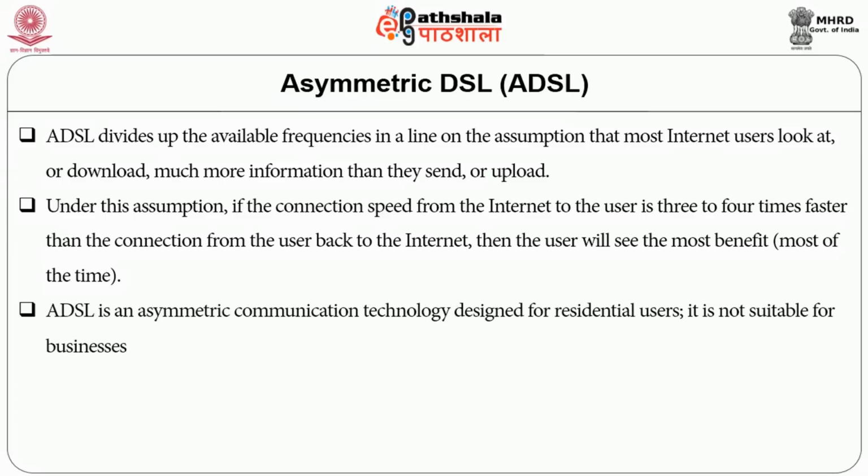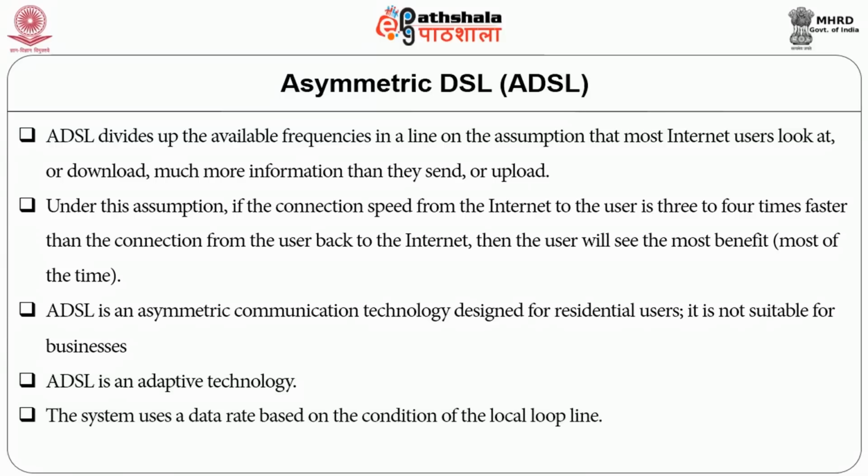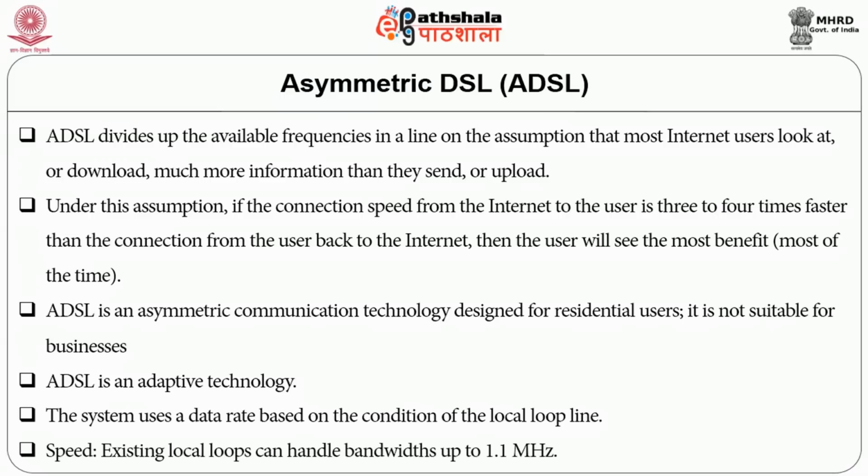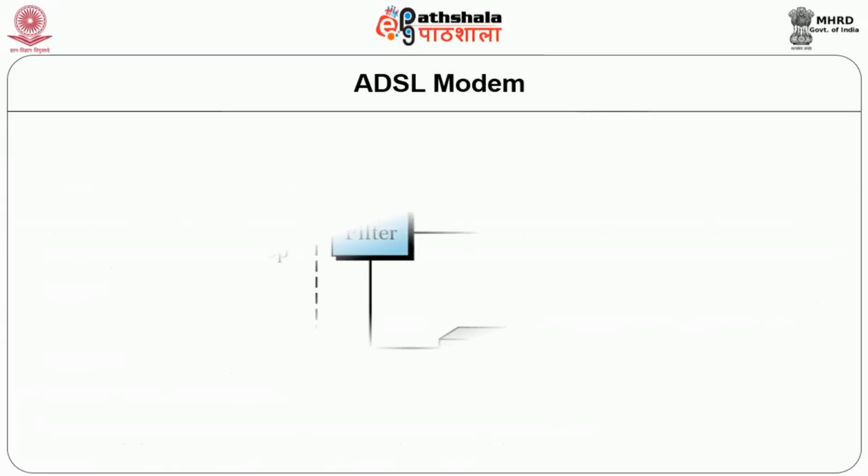ADSL is an asymmetric communication technology designed for residential users, and not for business, because you don't get high speed on upstream. And it is an adaptive technology. The system uses a data rate based on the condition of the local loop. An existing local loop can handle up to 1. And here also the technology is the same.